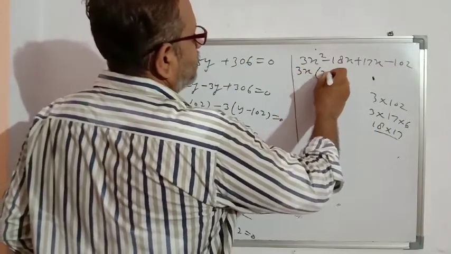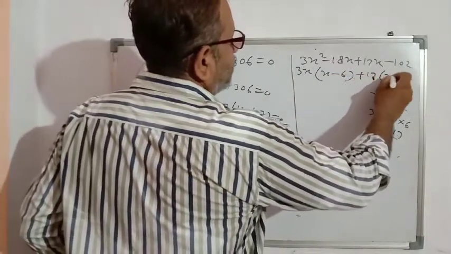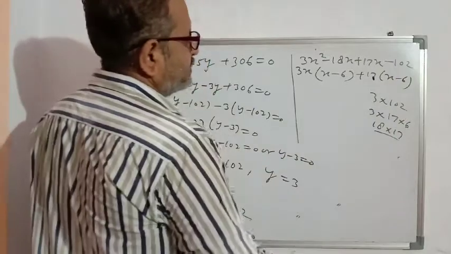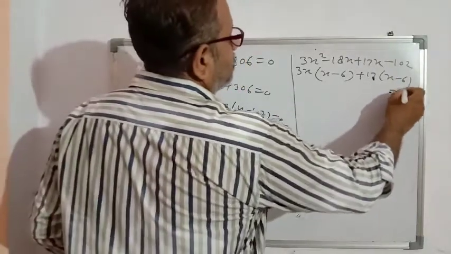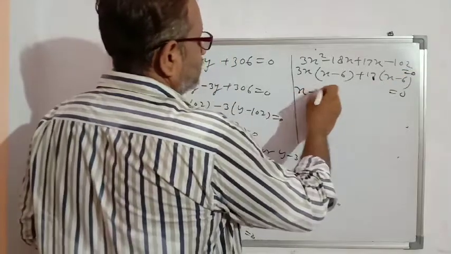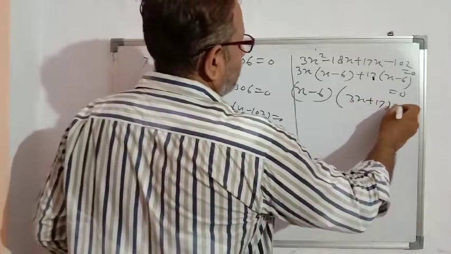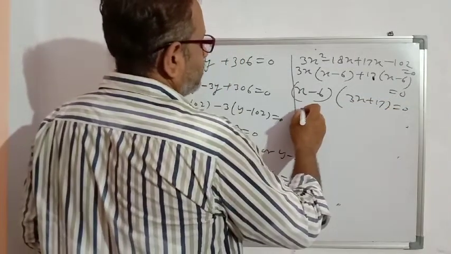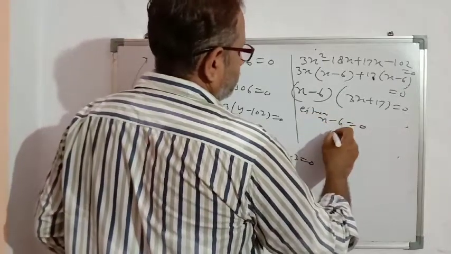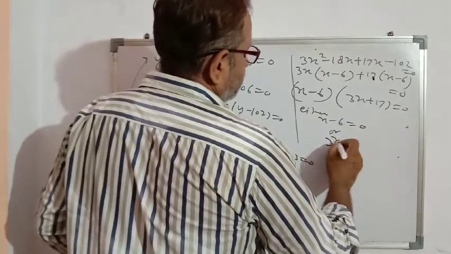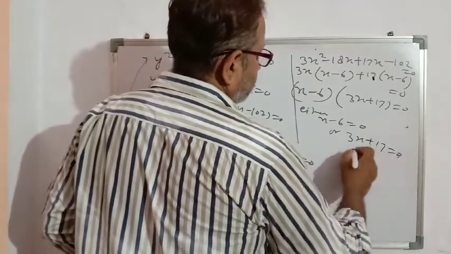3x common, (x minus 6) plus 17 common, (x minus 6) is equal to 0. (x minus 6) is common in both. So (x minus 6)(3x plus 17) is equal to 0. So either x minus 6 is equal to 0 or 3x plus 17 is equal to 0.